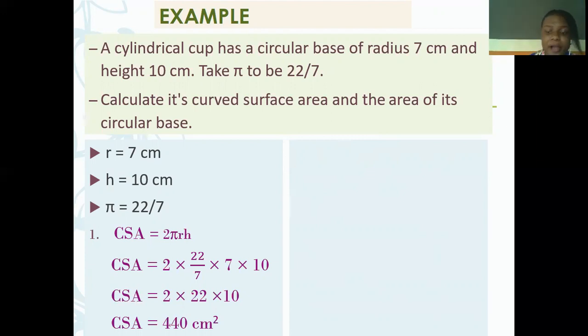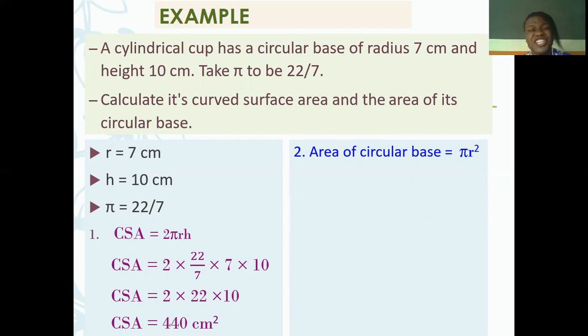So that's the cup surface area of our cup here. But it also asks us to find the area of its circular base. Of course, it will have one base if it's an open cup. So let's just find the area of its circular base. So that's pi r squared.